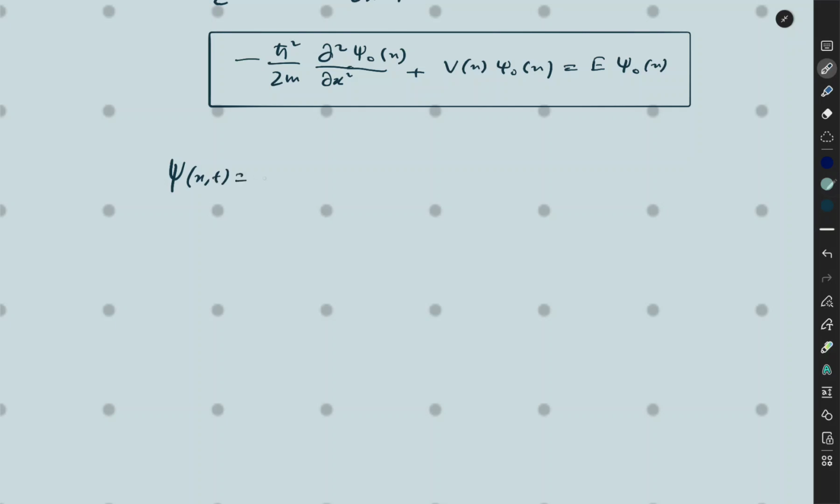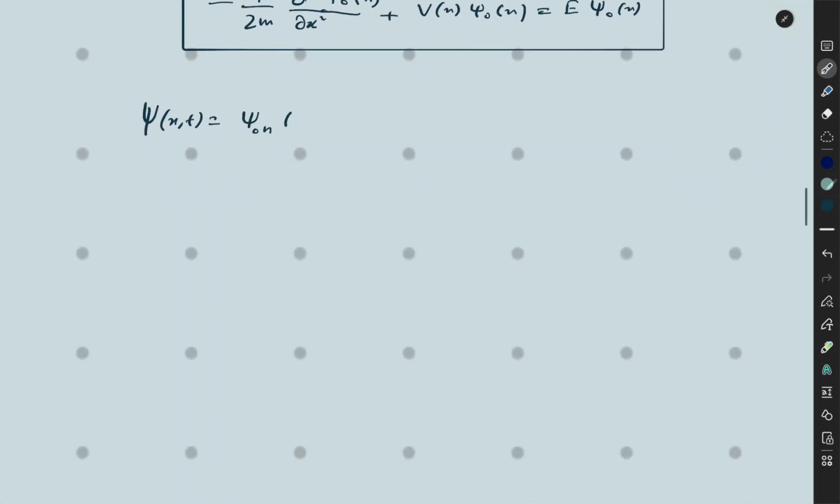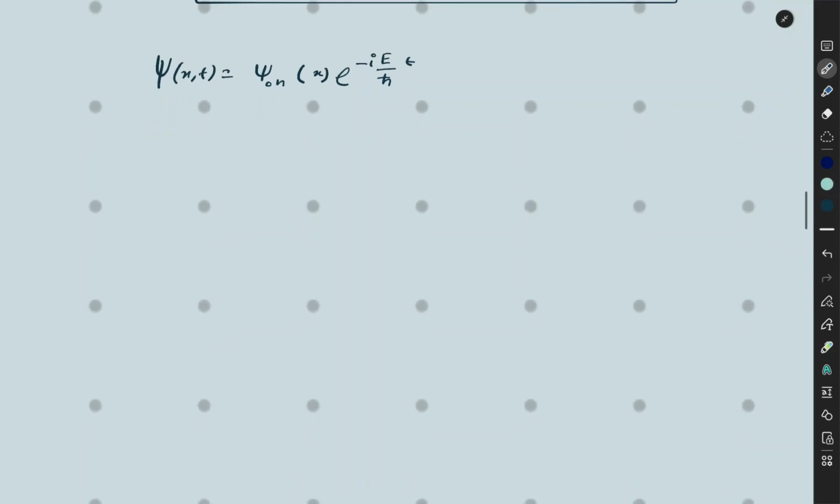Psi of x comma t equal to, let us suppose n for any nth one, and the phi of t becomes e to the power of minus iota E by h cut and then t. So these are called stationary states. Why? Because let us look at the probability density, that is psi square. So if we do psi square, what will we get?